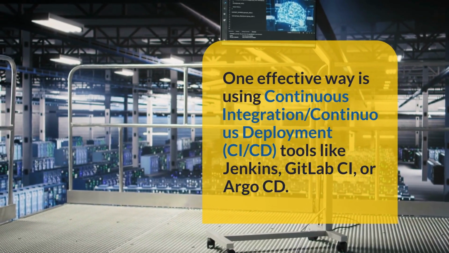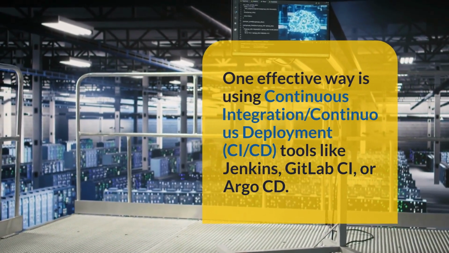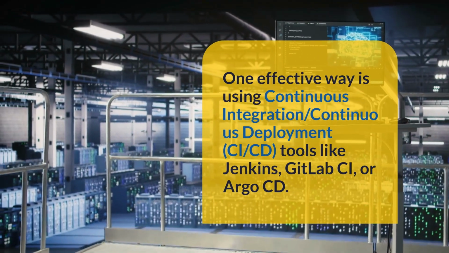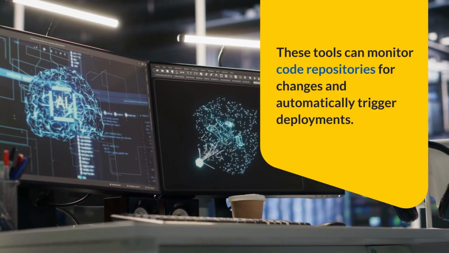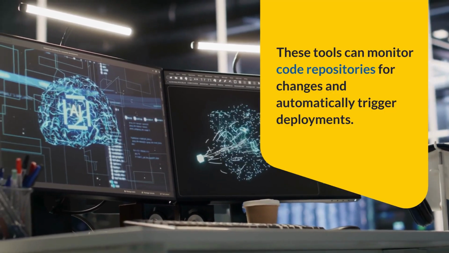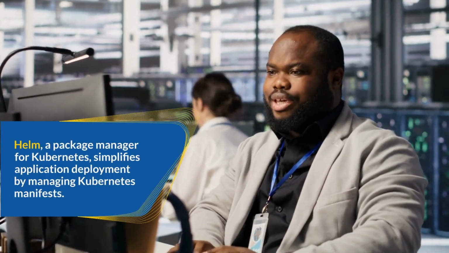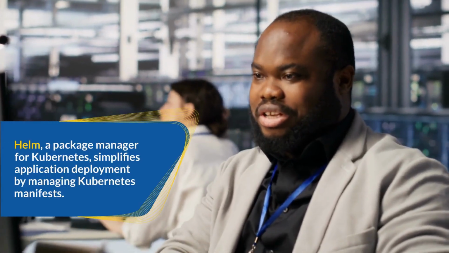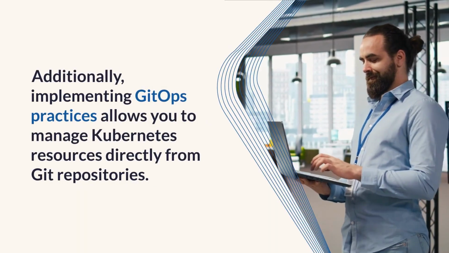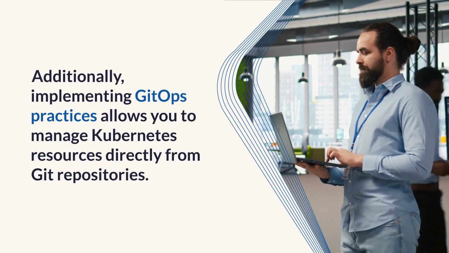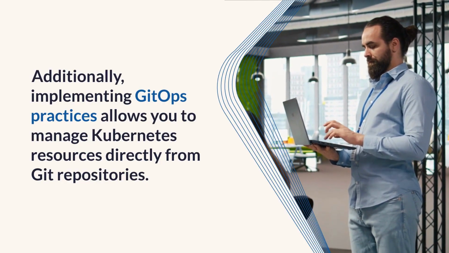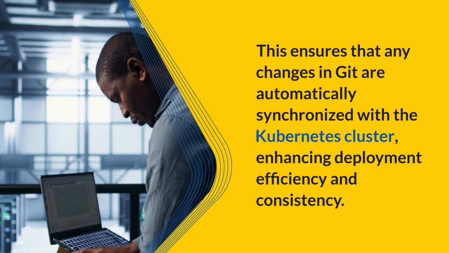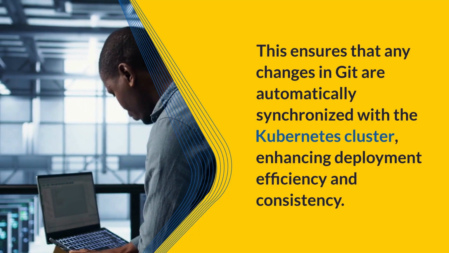One effective way is using continuous integration, continuous deployment, CI/CD, tools like Jenkins, GitLab CI, or Argo CD. These tools can monitor code repositories for changes and automatically trigger deployments. Helm, a package manager for Kubernetes, simplifies application deployment by managing Kubernetes manifests. Additionally, implementing GitOps practices allows you to manage Kubernetes resources directly from Git repositories. This ensures that any changes in Git are automatically synchronized with the Kubernetes cluster, enhancing deployment efficiency and consistency.